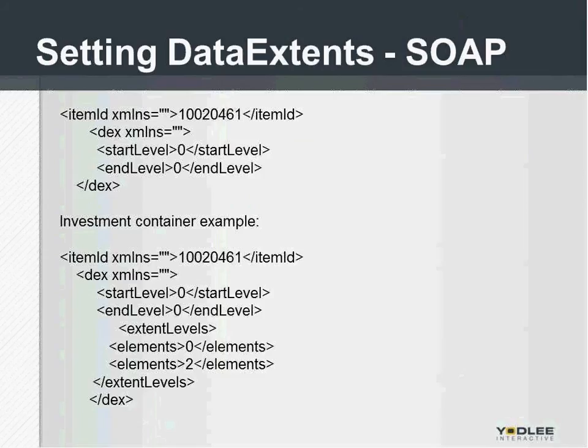The first example is for SOAP, and this shows the two different methods for how you can pass in extents to the API. The first method is to do a leveling method, a start level and an end level, and this example shows using start level and end level 0, which is what our best practice is for most of the containers. And we're also showing here how to do a different method, and that is to include the elements from the DataExtent in an array. The example below shows for the investment container using element 0 and element 2 to return only accounts and holding information.